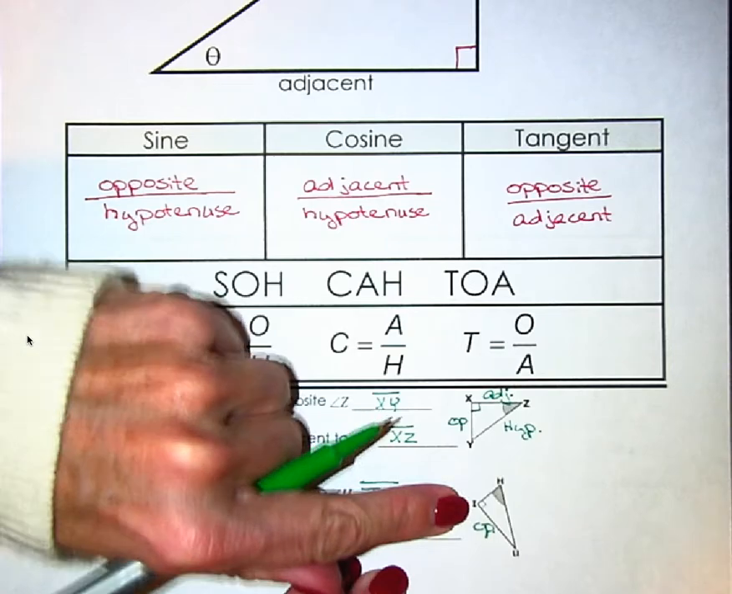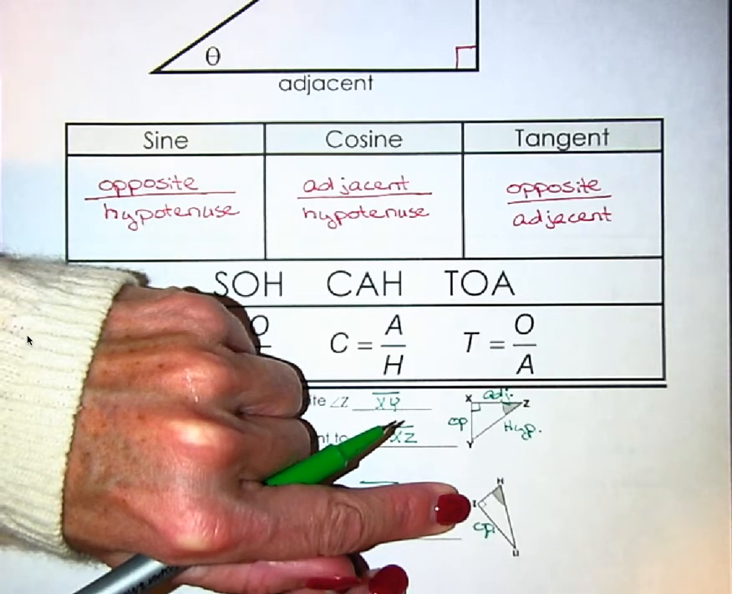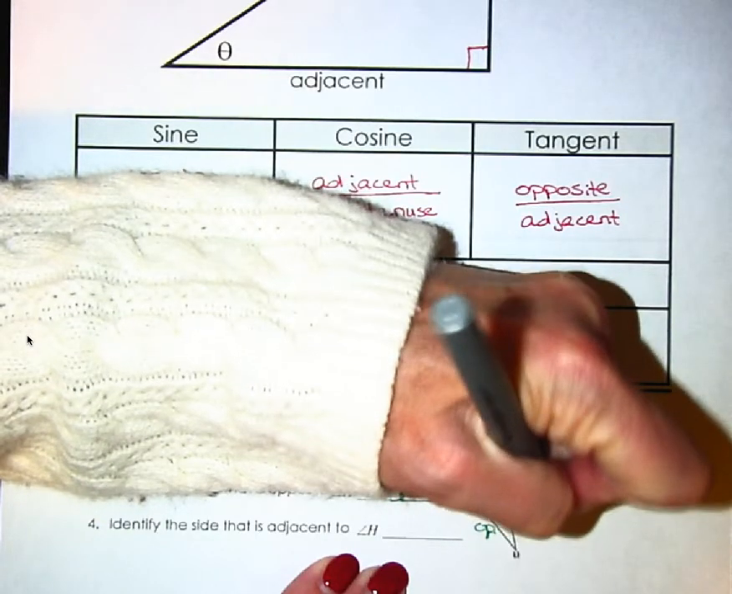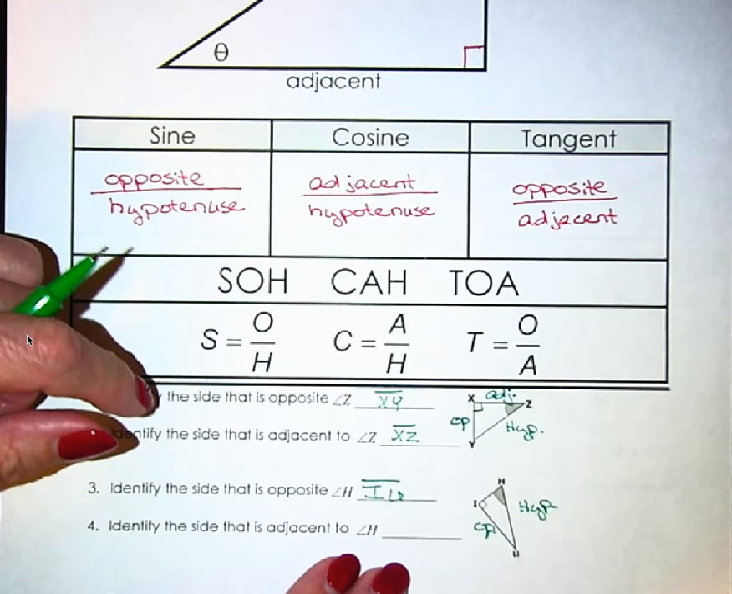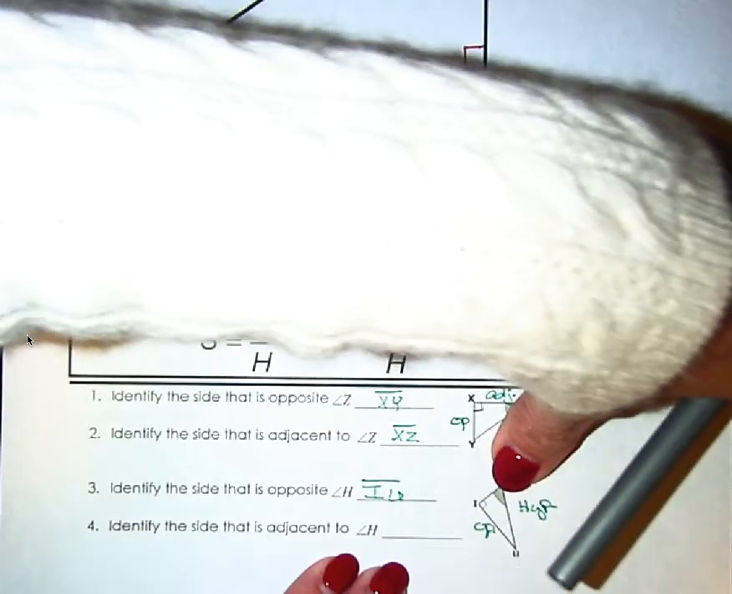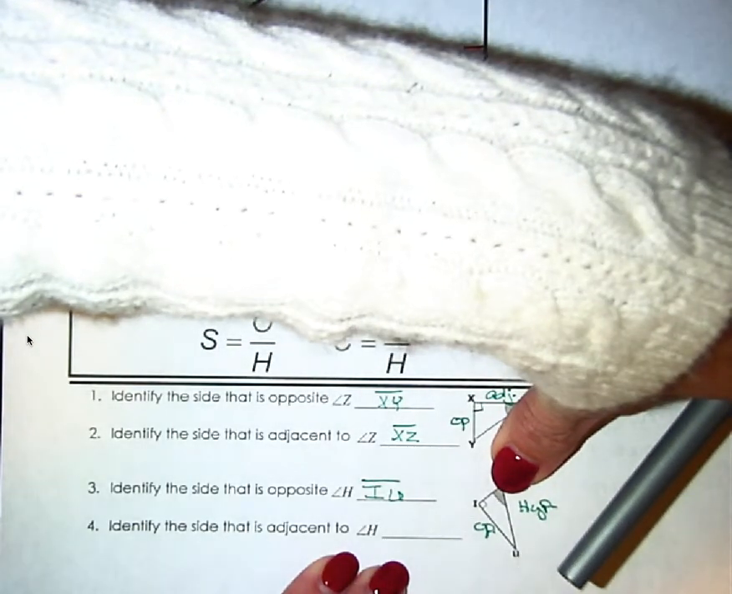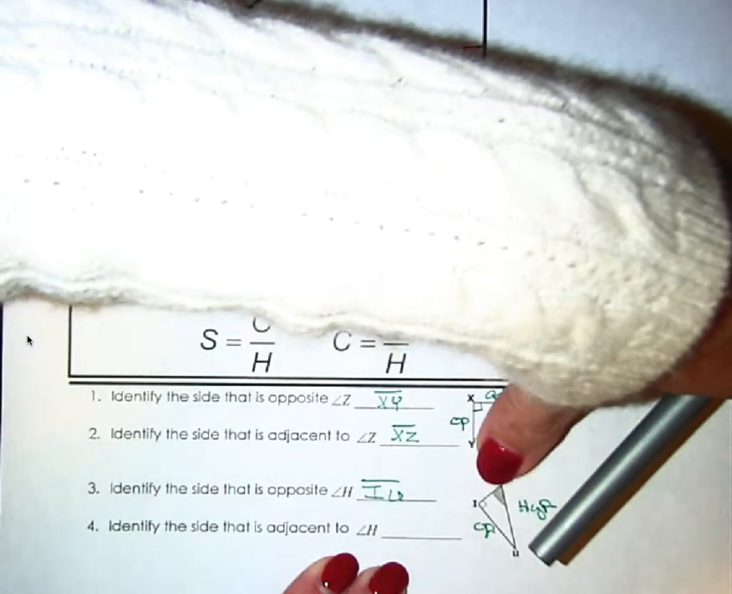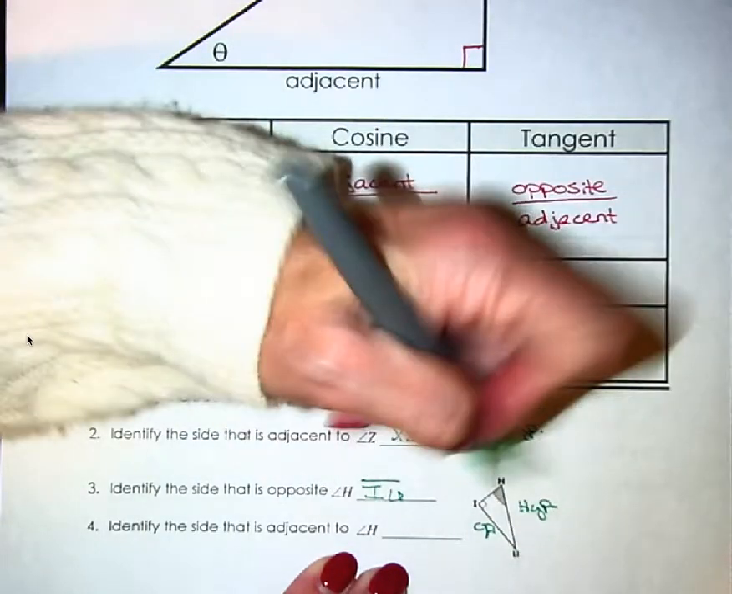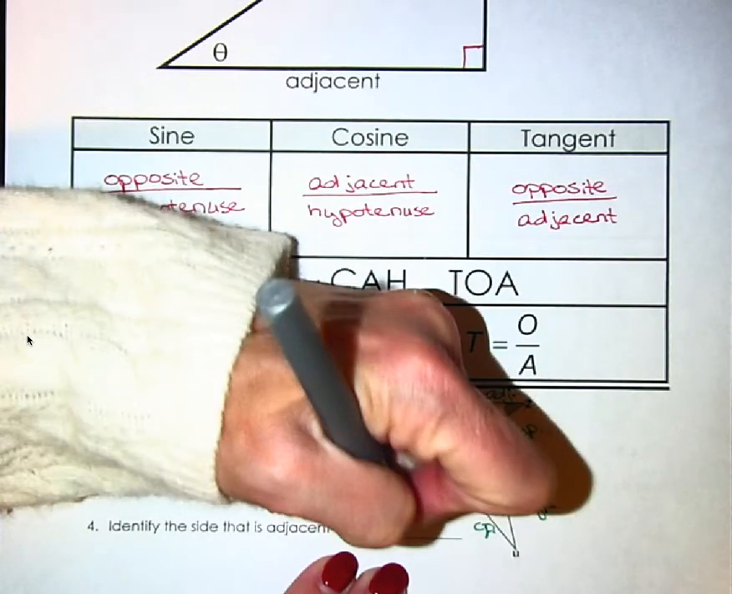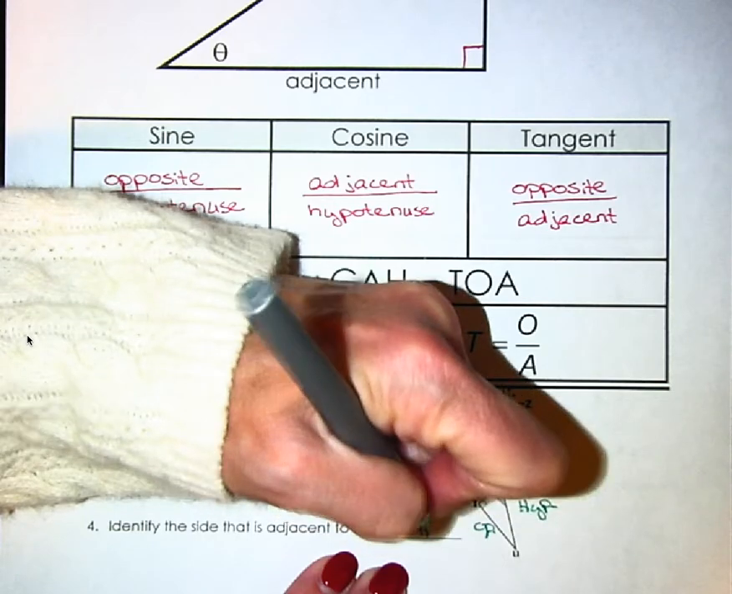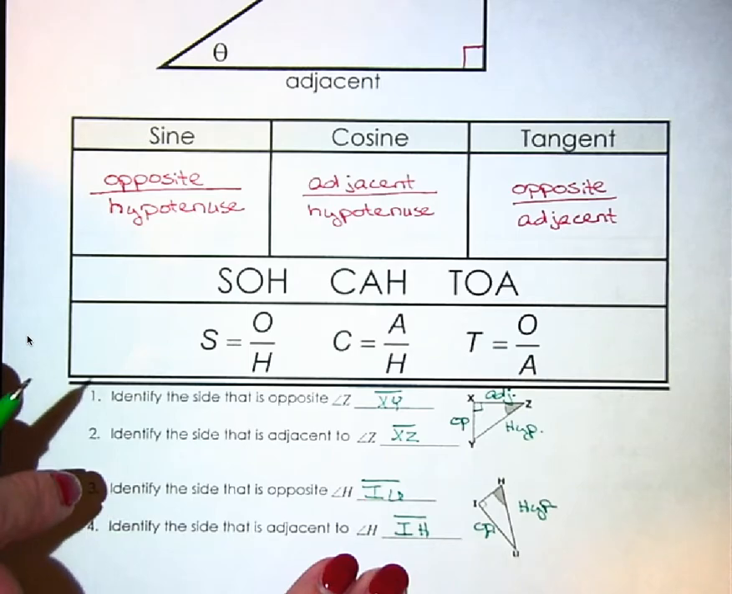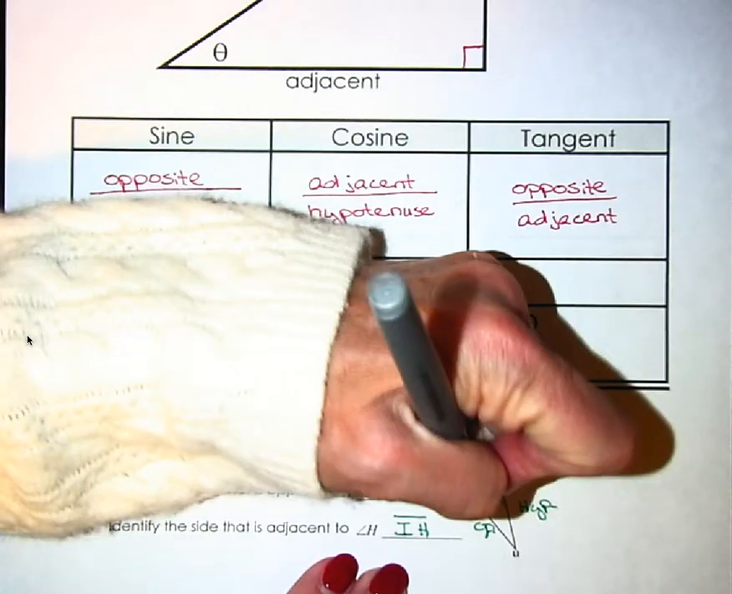And of course, our hypotenuse is across from our right angle, which is right here. So that's our hypotenuse. And the only side left is IH. So let's look at our reference angle. Remember, adjacent means right next to. So IH is right next to and helps create that reference angle. So IH is my adjacent side. So that's the first thing that you have to be able to do: identify which side is opposite, adjacent, and hypotenuse.